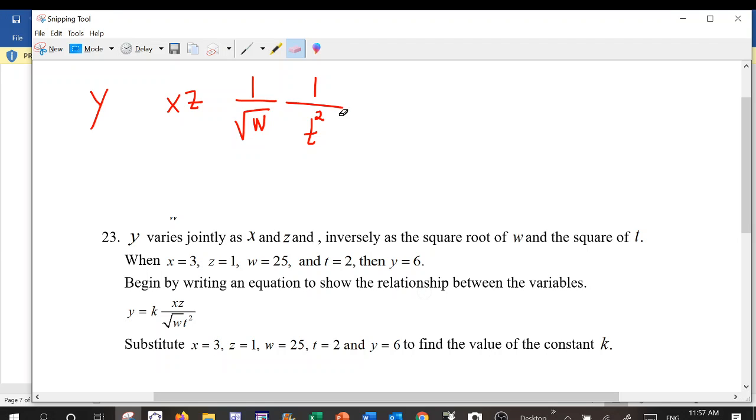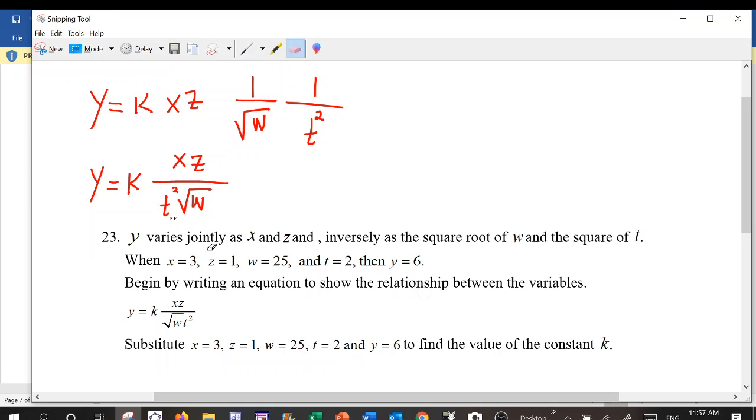So you see all of that. So y equals some constant times all that. Well, we can put all of these under one fraction. So we can think of it as k times xz in the numerator. And we can put the t squared first so you don't confuse it, inside the radical. So that's t squared. Okay, so that's the idea.